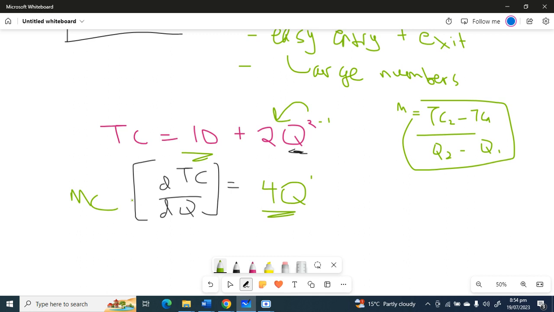Any questions? So remember, we said marginal cost is the additional cost for every unit that you produce. So you can start with 1 unit. What would be my marginal cost? 4. With 2 units, 8. With 3 units, 12. With 4 units, 16. The additional cost that you incur for each extra unit that you produce.